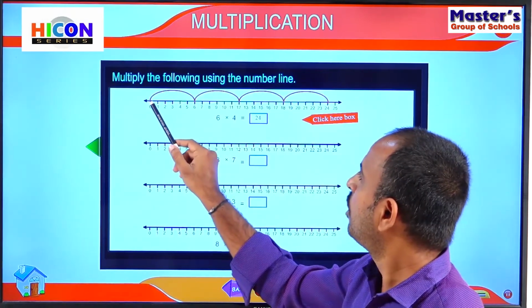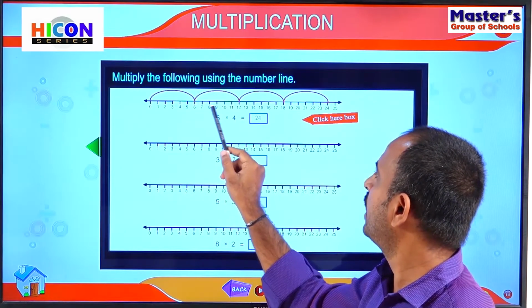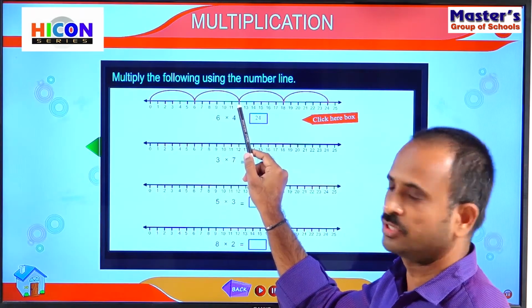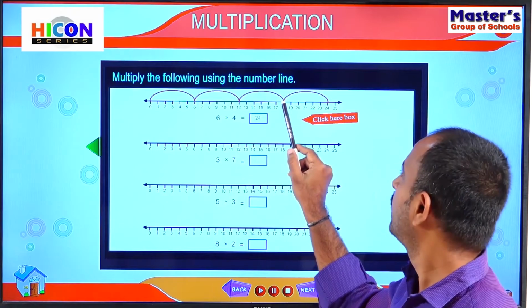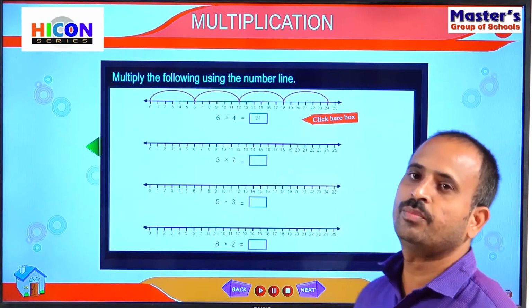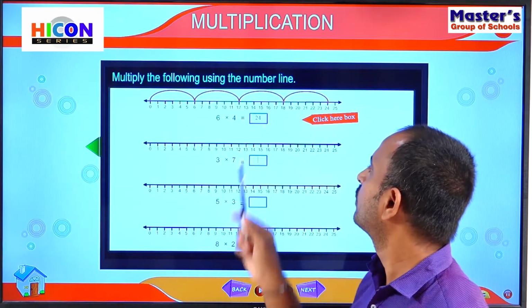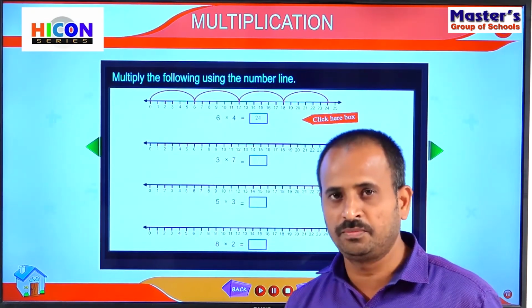And in each step, how many numbers have we crossed? 6 steps. And again we have crossed 6 steps and reached 12. Again crossed the 6 steps, we have reached 18. And again crossed the 6 numbers, we have reached the number 24. Answer is 24. So children, in the same way, do the next problem.